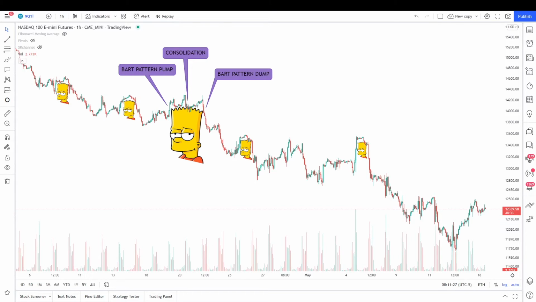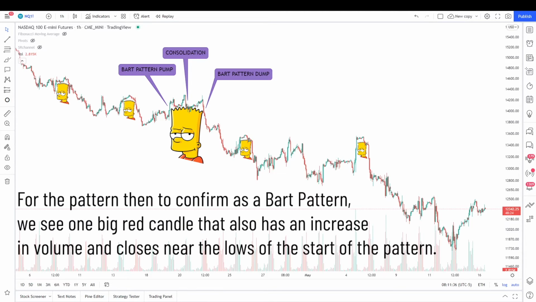For example, if we are viewing the 1 hour chart and the initial pump takes about 2 candles, then the consolidation would last around 6 to 12 hours long. For the pattern then to confirm as a Bart pattern, we see one big red candle, or maybe two, that also has an increase in volume and closes near the lows of the start of the pattern. Once this red candle closes, we can easily see how it resembles the Bart Simpson's head, as I said.